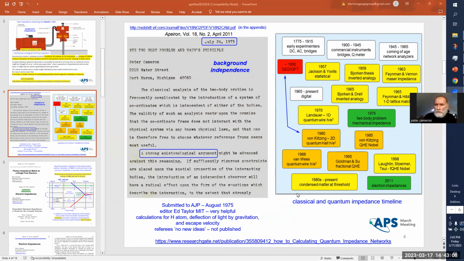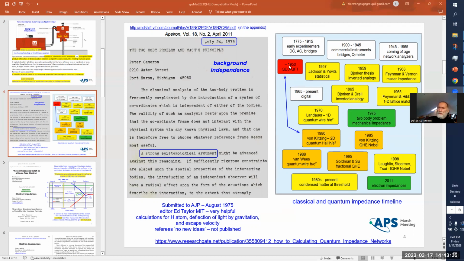Anyhow, the timeline for the impedances: these are the classical impedances, the earlier experimenters, the Q meters to measure resonances, and bridges to get more sensitivity, and then network analyzers. This was a big step here. The last analog network analyzer and the first digital network analyzer were both in the middle of the 1960s. That jump to digital was a big deal.